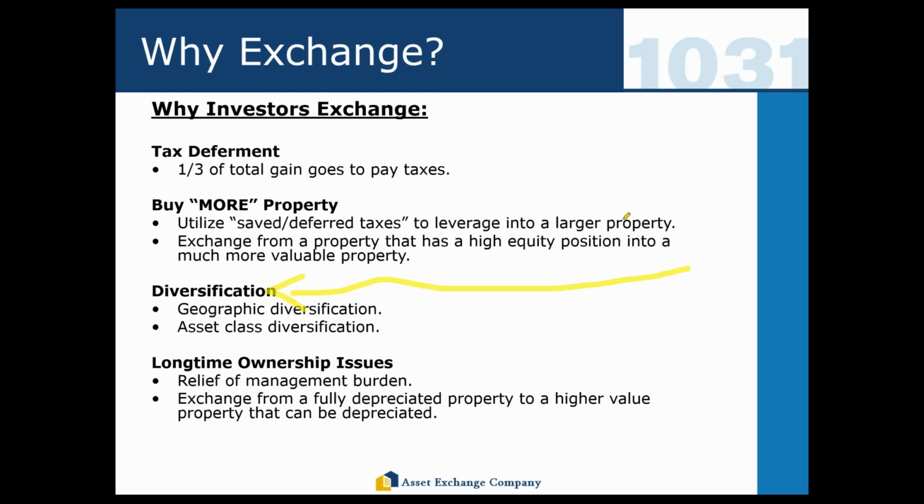So what we see some of our clients do is they use the 1031 exchange to diversify. They get out of certain areas and go into different geographies, or they get out of certain types of property and get into different asset classes, or some of our clients do both. Right? Some of our clients say, you know what, I'm going to get out of San Francisco. I own an apartment building there. I'm going to go out to Fresno and buy 20 single family homes. Okay, that works, right?